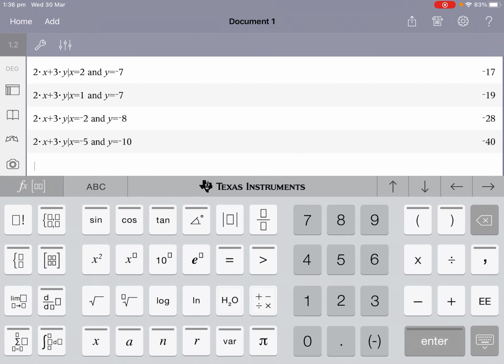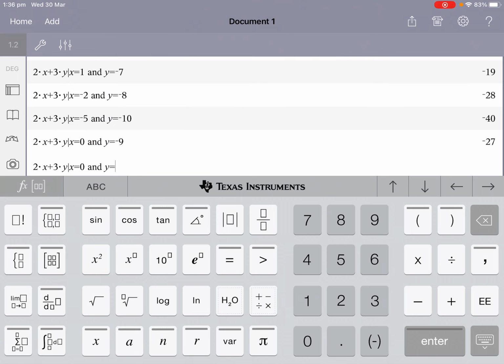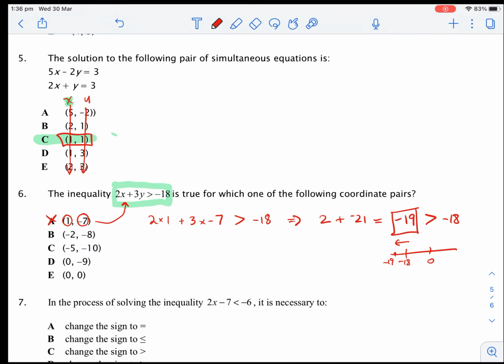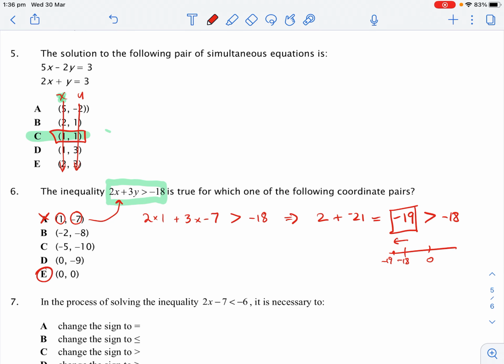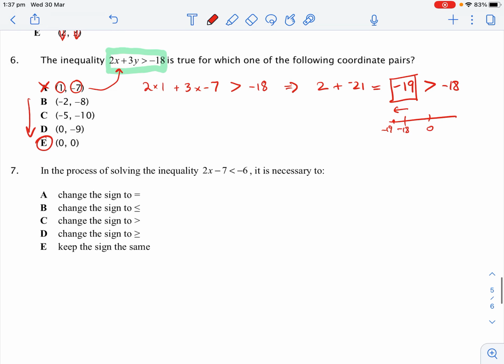Next value is 0, -9 are my two. So I'm just copying, enter, -9 and 0. Is -27 less than -18? No, it's not, which brings me my final possibility. Is 0 greater than -18? 0 is greater than -18, so this is my only answer. All right, that question, trial and error. You've got to use a bit of knowledge to sort of work out what's the quickest way to get that answer.